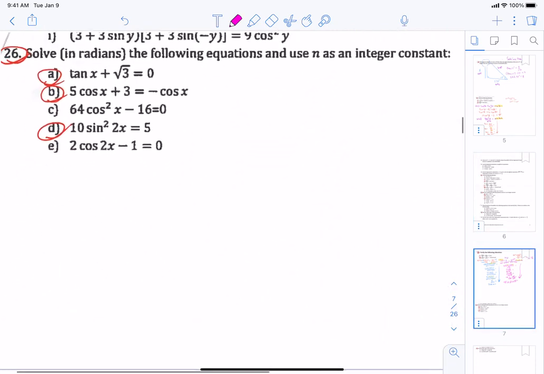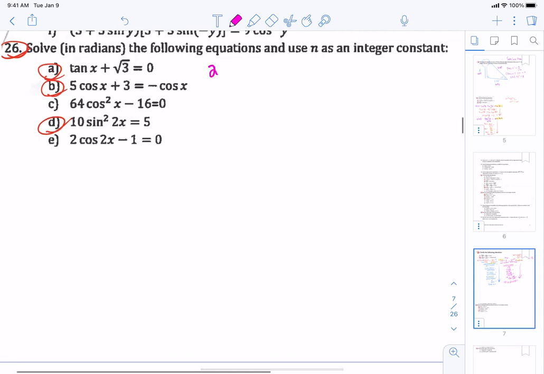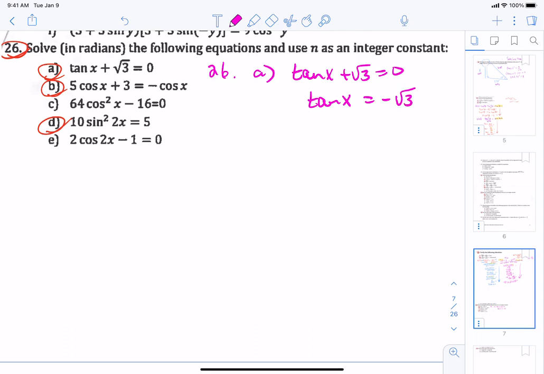So if you could please write down or pull up 26. Now 26 are equations. So we are looking for what angle measures solve the equation. So let's start with 26A. It's just an equation. Get the thing containing the x by itself. So let's subtract a square root of 3 to the other side.